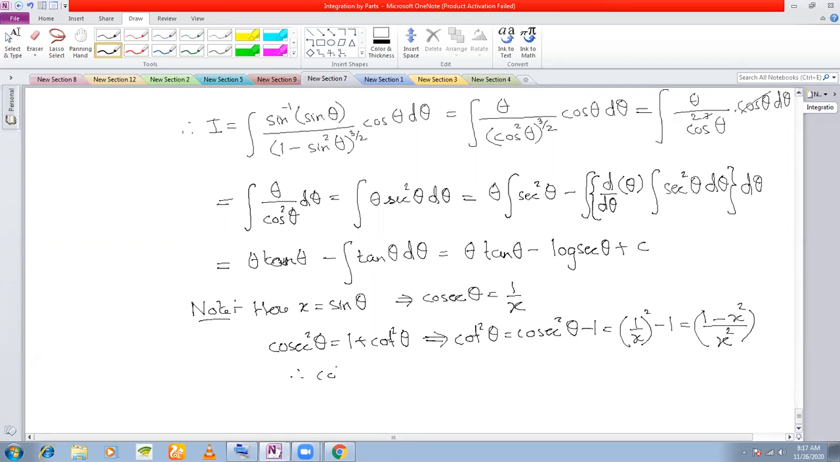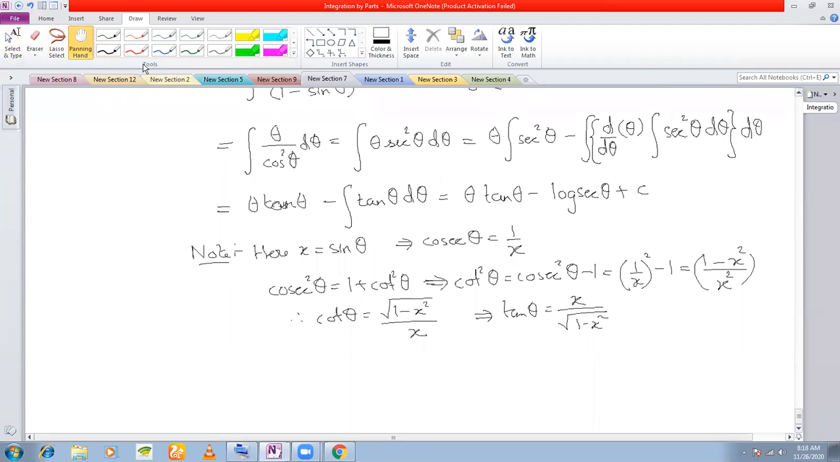Therefore what is cot theta? Cot theta is root over of 1 minus x square by x. That means tan theta is what? Tan theta is x by root 1 minus x square. It will be x square, no? Now we are taking square root, no? That's why x square becomes x. So therefore we have got tan theta.